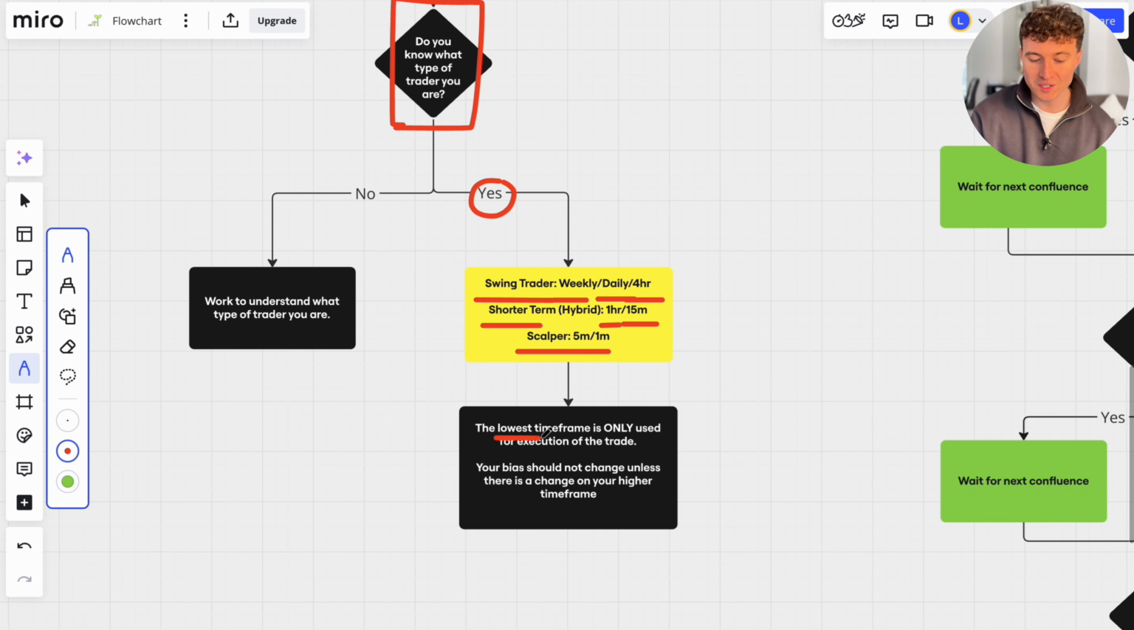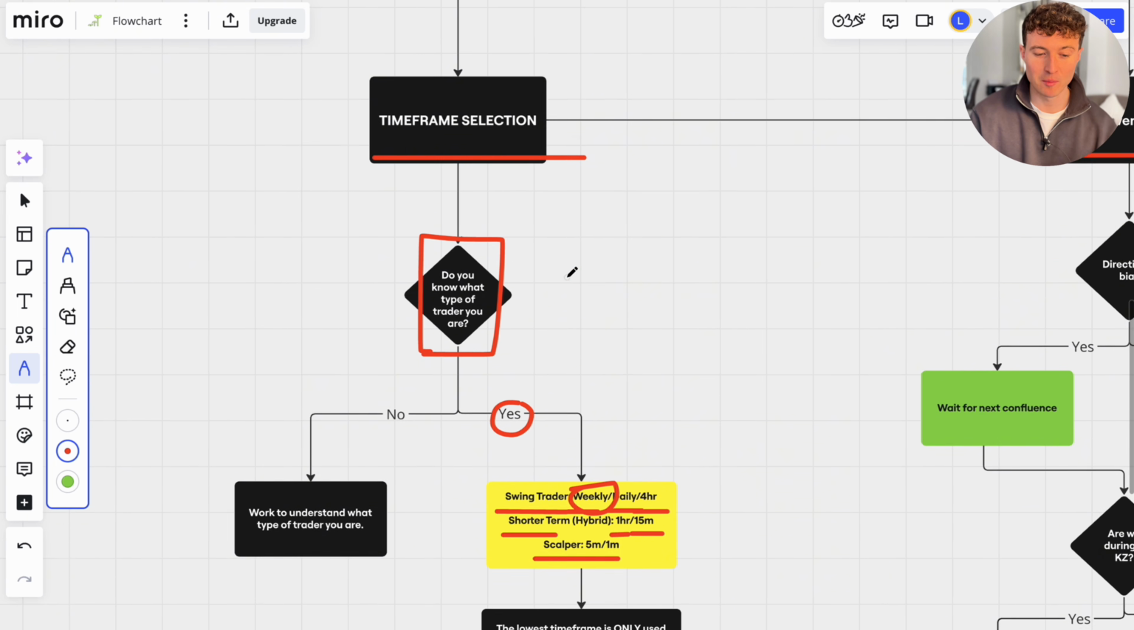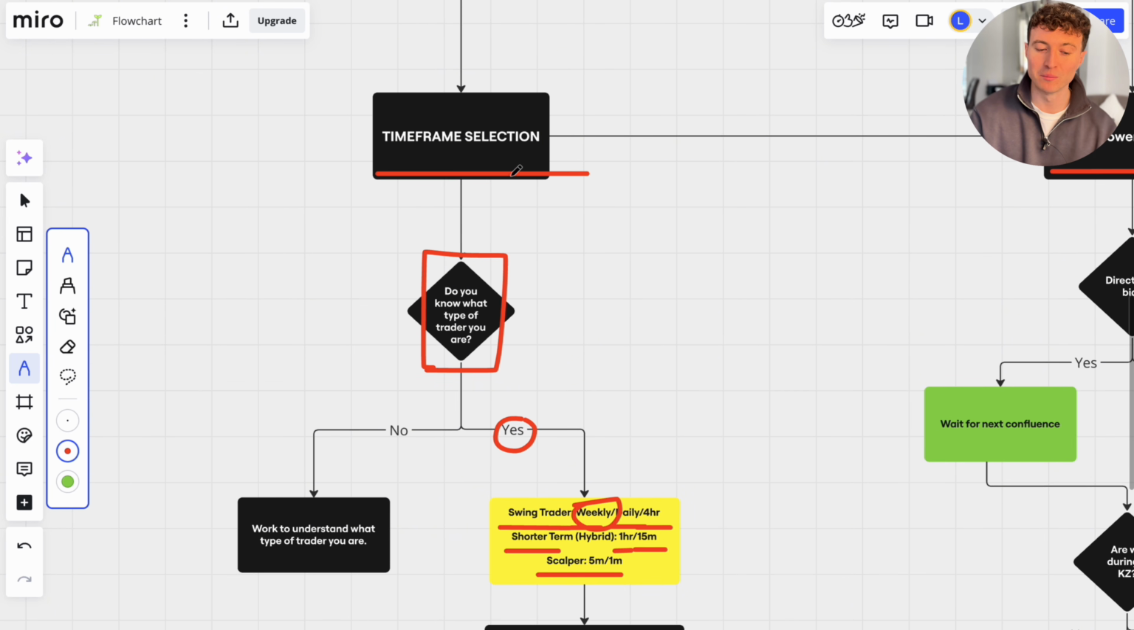Please note the lowest time frame is only used for the execution of the trade. And your bias should not change unless there's a change on your higher time frame. So let's say you're a swing trader, weekly, daily, and 4-hour. Your bias can only change if it starts getting invalidated on the weekly time frame, which is your higher time frame. Okay, great. So that's step number 1, which is time frame selection.